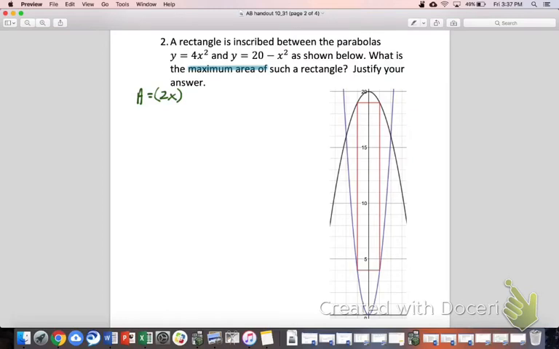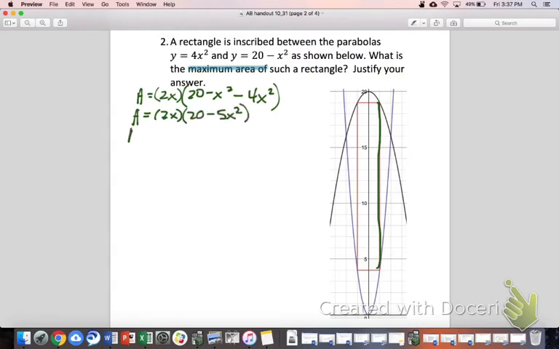Finding the height is maybe a little easier. The height could be represented by this green line segment right here, and that is simply the difference between the high function and the low function. The high function is 20 minus x squared. The low function is 4x squared. So I'm going to write the height as 20 minus x squared minus 4x squared. That right there is the area formula for the rectangle, depending on what x is. We can do some simplifying here: area equals 2x times 20 minus 5x squared.